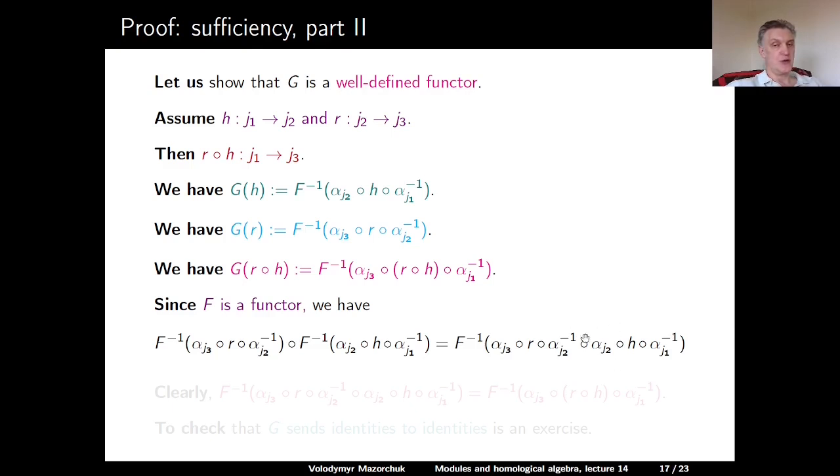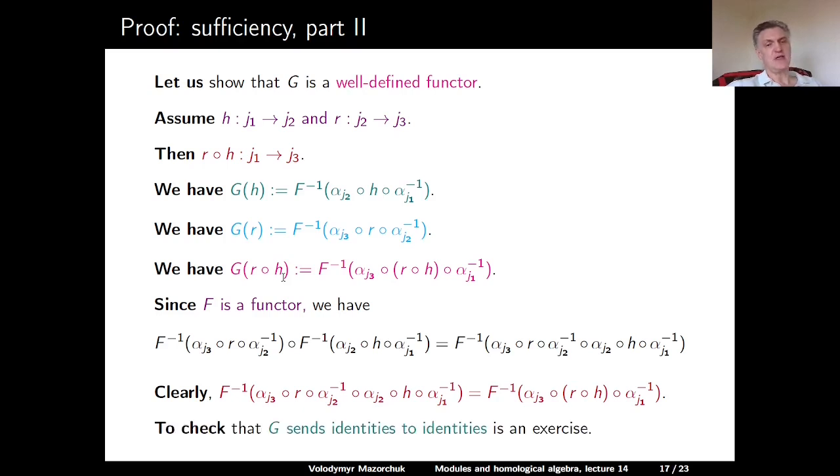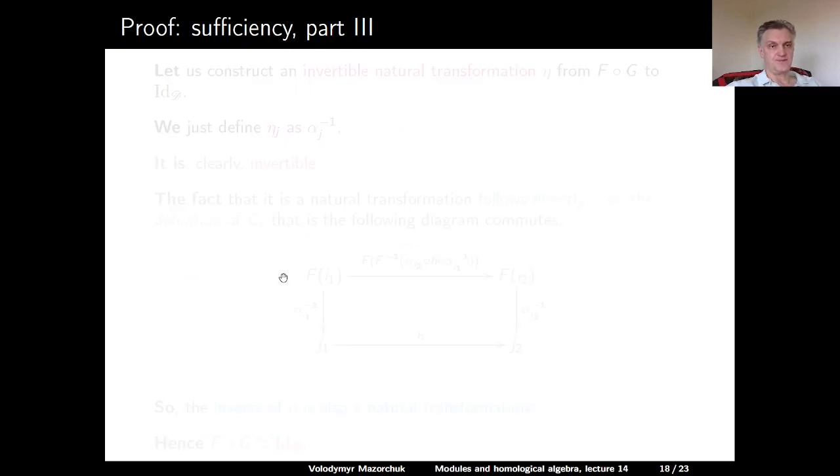And in this composition, we can cancel alpha J2 with alpha J2 inverse in the middle. And so F inverse applied to the long composition is equal to F inverse applied to this shortened composition, which is exactly the expression which we use to define G of R after H. This proves that G of R after H is equal to G of R after G of H. And similarly, one checks that G sends identity morphism to identity morphism. This follows directly from the definition. So we have now checked that G is a well-defined functor.